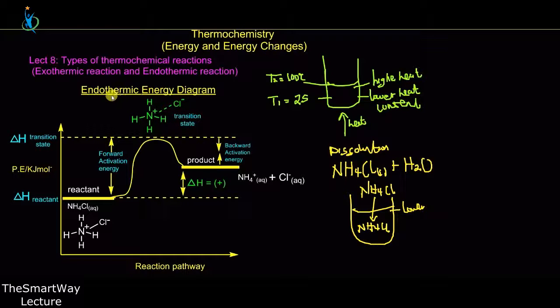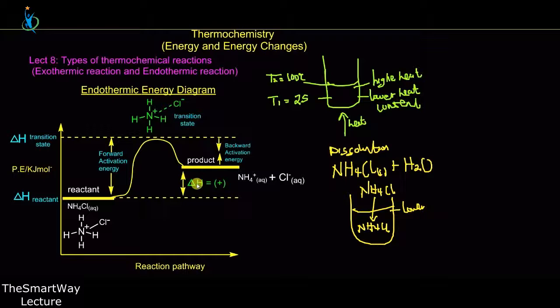But in the endothermic energy diagram, a small amount of energy is given off to the surrounding. A small amount of energy is liberated to the surrounding compared to the energy that was required to break down the bond in the reactant. And so when you do your subtraction, you can see that the value here becomes positive.